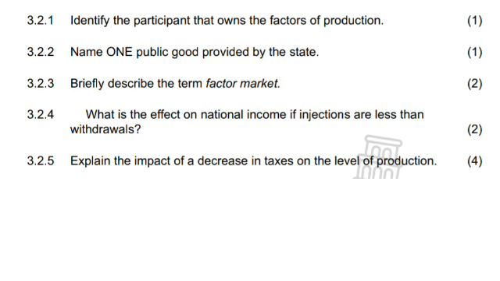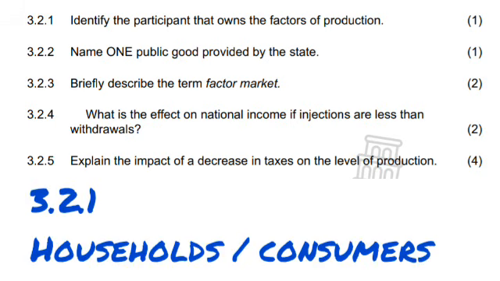And then 3.2.1 says identify the participants that own the factors of production. We said that those are households/consumers. They are the ones who go and work to the businesses, or they sell their factors of production to the factor markets. The second question, 3.2.2, says name one public good provided by the state.